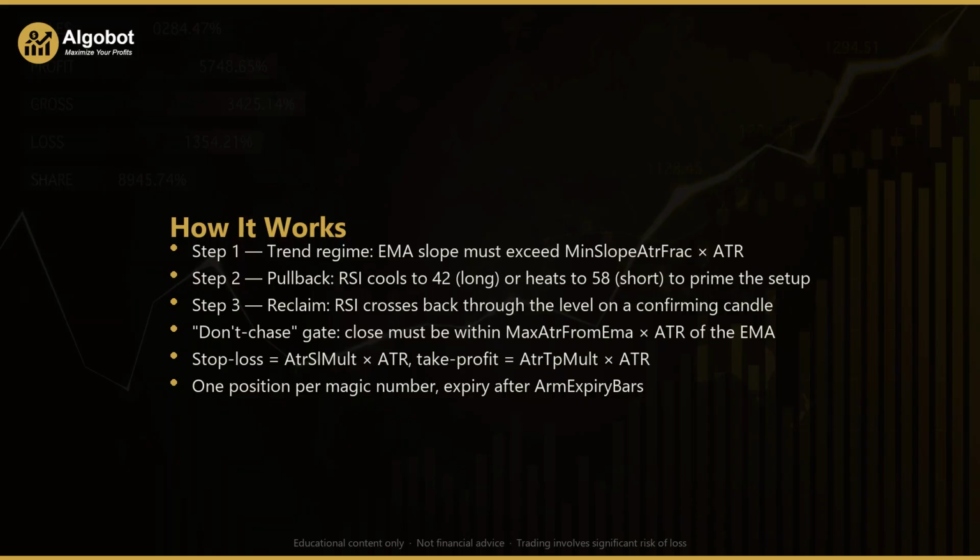For exits, the strategy uses the ATR to set both a stop loss and a take profit. The stop is placed at 2 ATRs of distance, and the target at 3 ATRs, giving a reward to risk of about 1.5 to 1. Only one position is held at a time per magic number, and position size scales with account equity, so risk stays a roughly constant fraction of the account as it grows or shrinks.